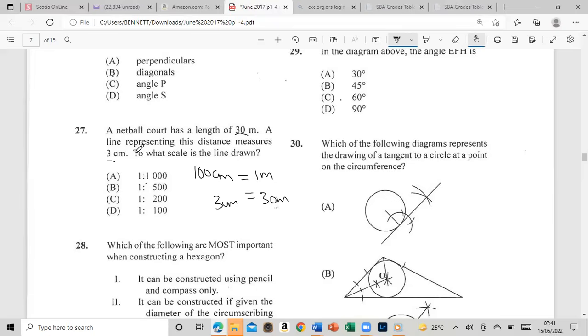All right, we're on the page. I'm gonna go with A.